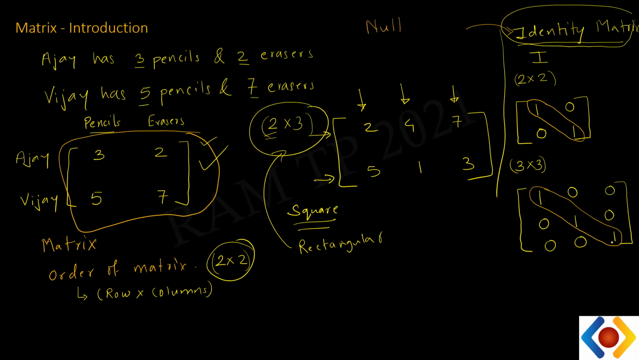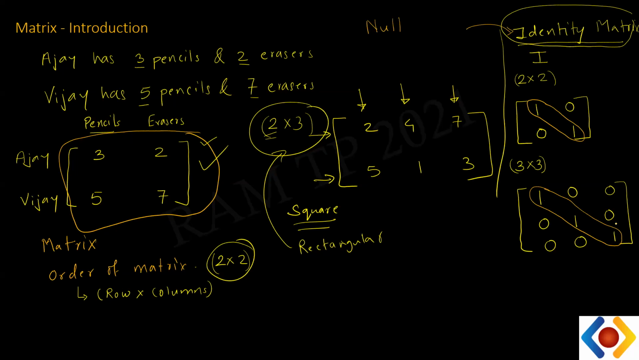Sir, in an identity matrix, everything can be 1 also. What is that called? No. If all elements are 1, we cannot call that an identity matrix. That's not an identity matrix. An identity matrix will have the diagonal elements 1, everything else 0. Okay.